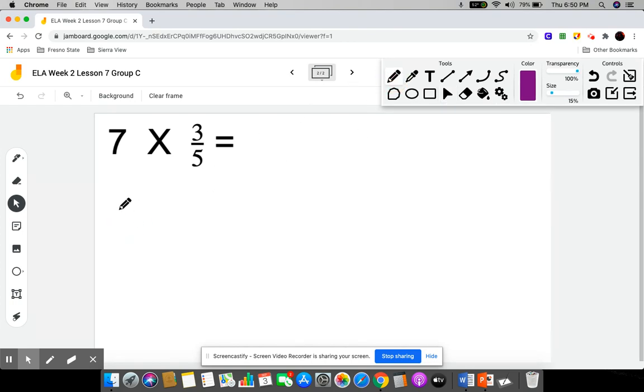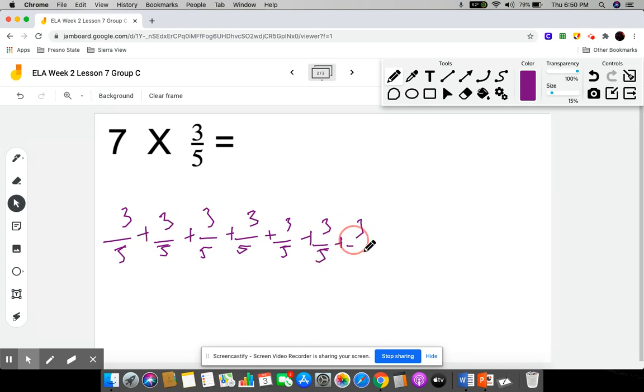We have 3/5 plus 3/5 plus 3/5 plus 3/5 plus 3/5 plus 3/5 plus 3/5. How many times is that? 1, 2, 3... is 6. One more. I know my 3's don't look as great. Sorry.